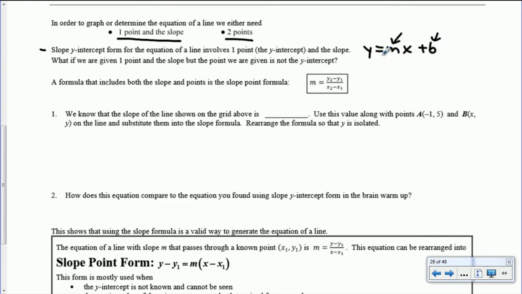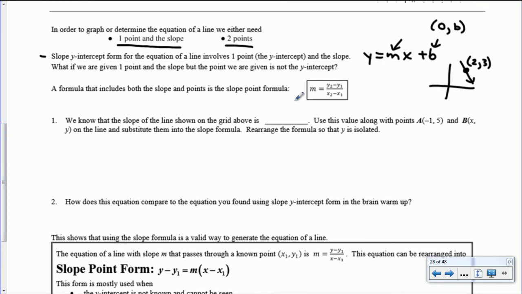So we have the equation. In the situation where we're given 1 point and the slope, but the point we are given is not the y-intercept, so for example, it's not the coordinate 0 comma b, maybe we're given some point over here, suppose it's like 2, 3, and we know the slope, right? We need to figure out what the y-intercept is in order to use this version of the equation of a line.